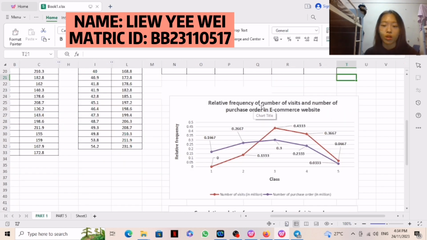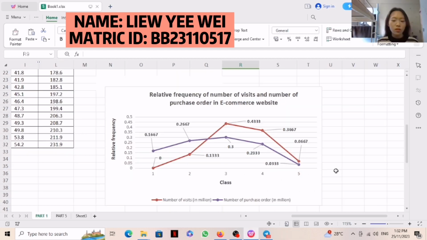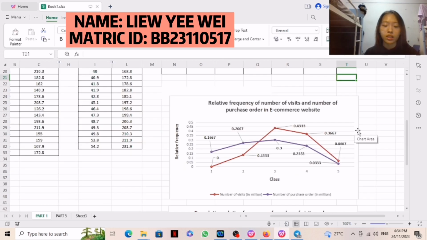This is my relative frequency of number of visits and number of purchase orders in the e-commerce website graph. The red line shows the number of visits in million and the purple line shows the number of purchase orders in million. In my analysis comparing the relative frequency between number of visits and number of purchase orders, I observed that number of visits had a lower relative frequency compared with the number of purchase orders in class 1 and class 2. For example, the relative frequency of number of visits in class 1 is 0, which is lower than the number of purchase orders, which is 0.1667.